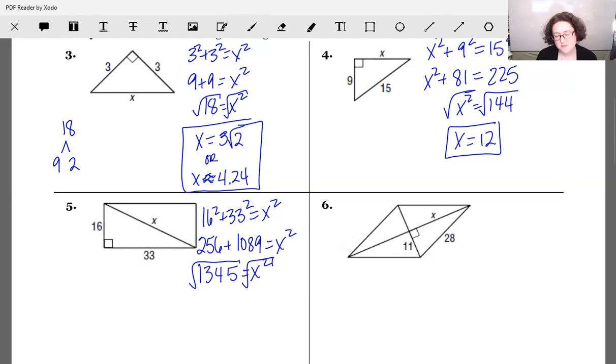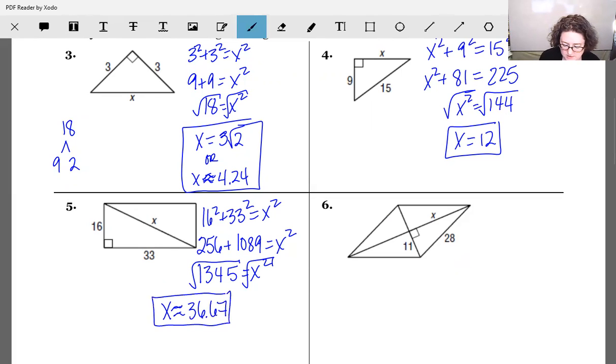And again, you'll notice I'm flip-flopping where my x is. It really doesn't matter what side you write it in. Okay, now 1345, I don't believe that's a perfect square root, but let's test it out. Let's see what happens. Nope, it comes out to be approximately 36.67. And we could go through and do our factors on that one, but a decimal answer is just fine.